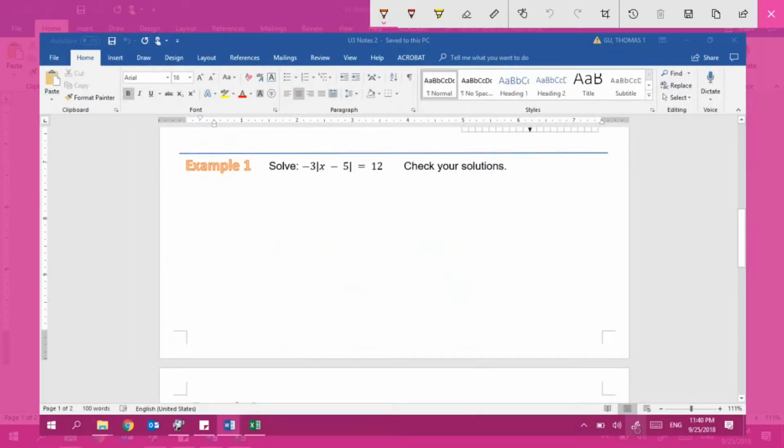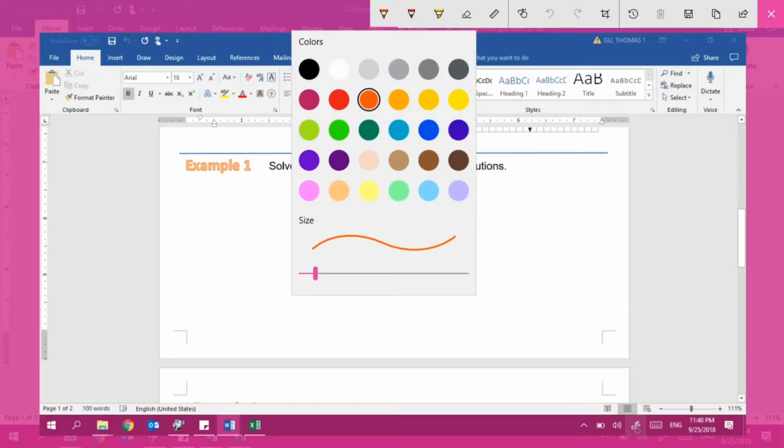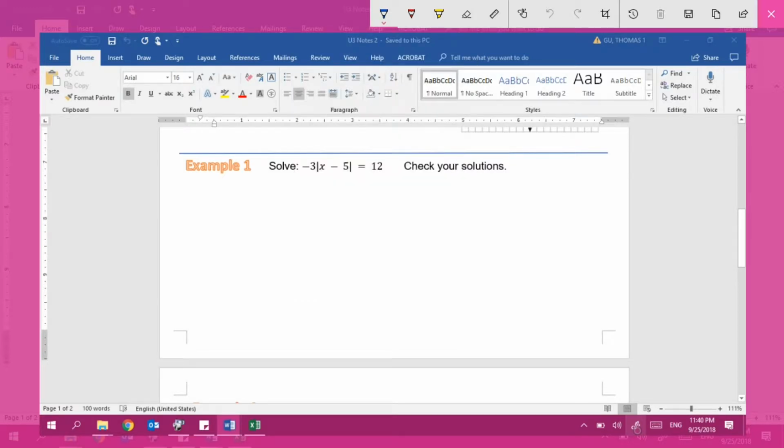Example 1, solve negative 3 times the absolute value of x minus 5 equals 12. So first of all, we want to isolate. We want to get our absolute value by itself. We can see there's that negative 3 on it. I don't want that there. How am I going to get rid of the negative 3 that is being multiplied by? We're going to divide both sides by negative 3. That leaves me with absolute value of x minus 5 equals, what's 12 divided by negative 3? That's going to be negative 4.